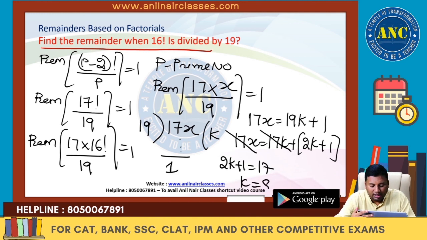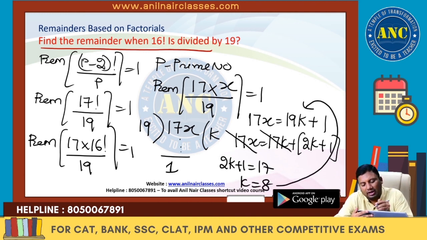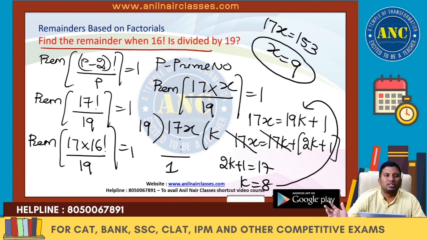The k value is 8. If I substitute here, 17x is 152 plus 1, which is 153. The x value is 9. I hope the idea is clear.